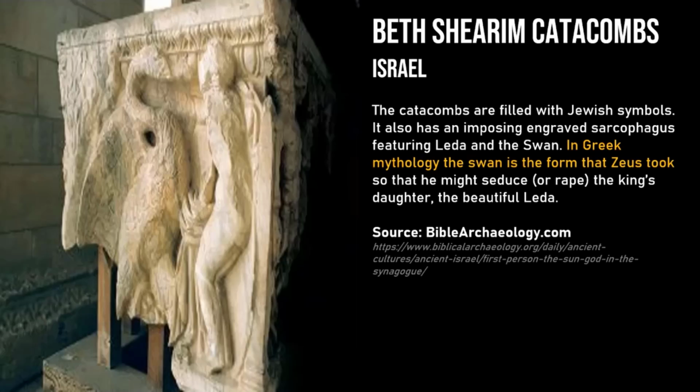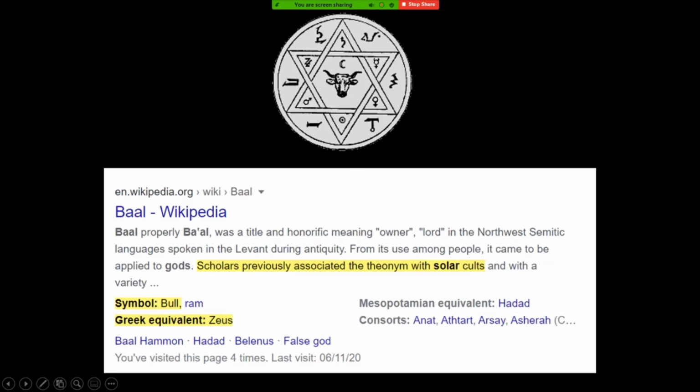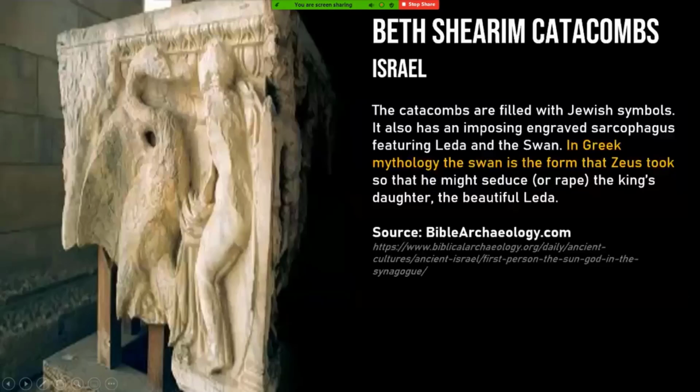If we look at the Beth Sherim catacombs, now remember when we looked at Baal, look, it says the Greek equivalent, what is it? It's Zeus. Okay, so look at this. The catacombs are filled with Jewish symbols. It also has an imposing engraved sarcophagus featuring Leda and the swan. In Greek mythology, the swan is the form that Zeus took so that he might seduce or rape the king's daughter, the beautiful Leda. Okay, so this is the interesting.